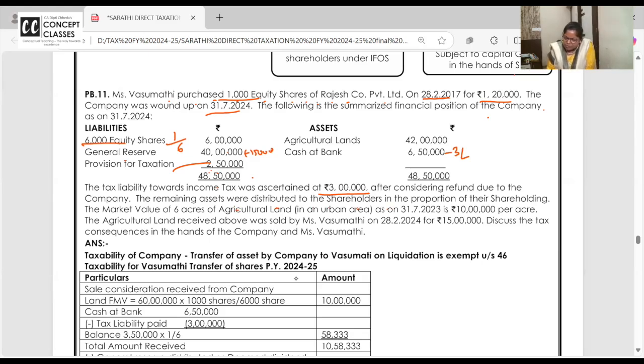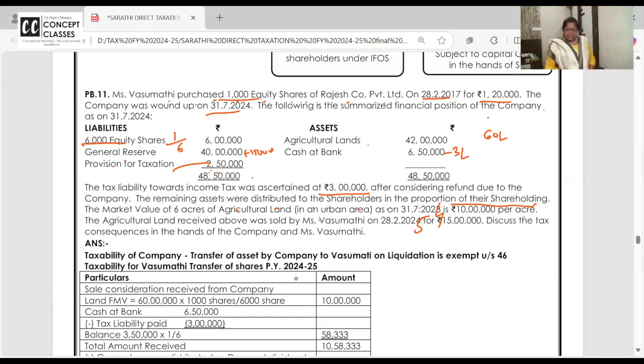The remaining assets were distributed to shareholders in the proportion of their holding, 1/6. Market value of 6 acres of the land on July 24 is 10 lakhs per acre. तो ये जो एग्रीकल्चरल लैंड है इसका मार्केट वैल्यू कितना है? 60 lakhs. That's what we have transferred to shareholders. And that agricultural land received above was sold by Vasumati on 22/25. We are doing it for 24/25. So on maximum, we have changed the dates, but if it is missed out, you can.